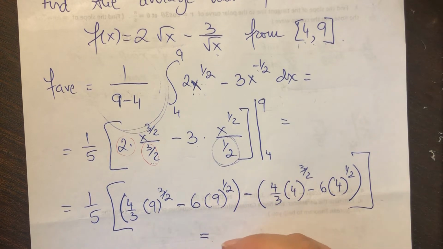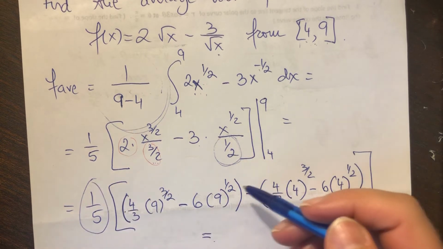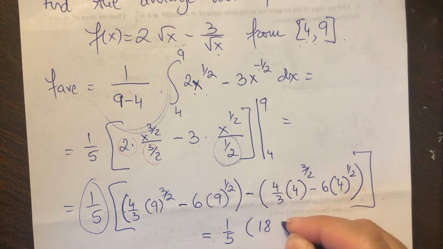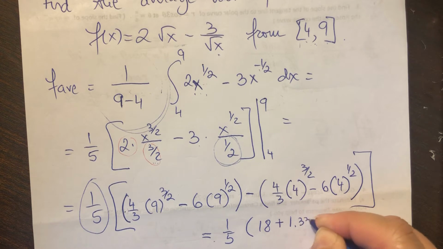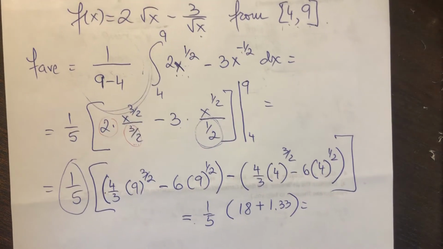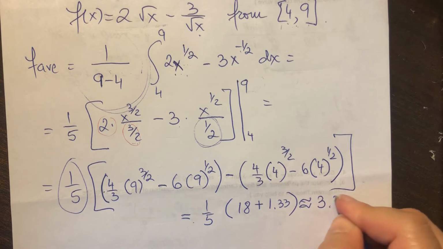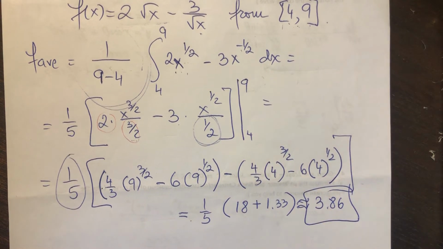Looks like my calculator, and again, don't forget to multiply by 1/5, so it looks like the values in there are an 18 minus is going to be a plus 1 1/3, so 1.333. So that's 19.333 divided by 5, which is about a 3.86. So that's the average value that this function takes from 4 to 9. That's it.